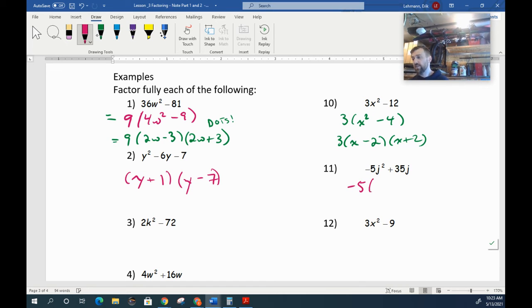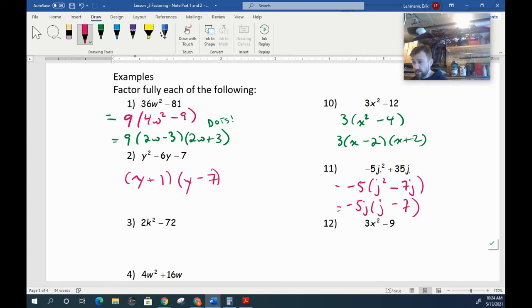Factor out a negative 5, j squared plus, careful on this one, minus. When I factor out a minus, I have to change this, and that's really important. Minus 7j. Now, I did this in 2 steps, and you could have done it in 1. Because I had a j and a j there, I can also factor out a j. So I can actually take out negative 5j from both of these and leave myself with j minus 7.